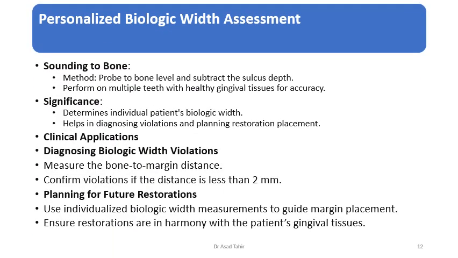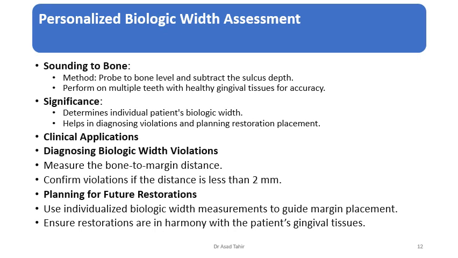Personalized biologic width assessment: sounding to bone. Method: probe to bone level and subtract the sulcus depth. Perform on multiple teeth with healthy gingival tissues for accuracy. Significance: it determines the individual patient's biologic width and helps in diagnosing violations and planning restoration placement.